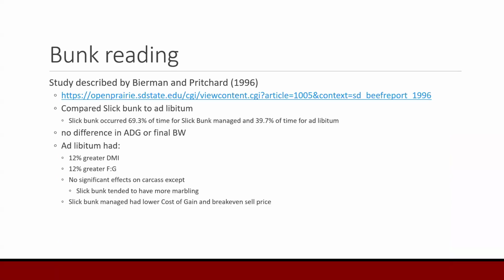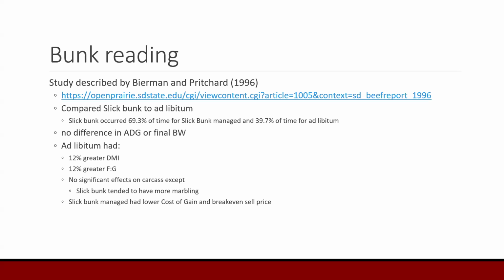All right. This study was conducted by Bierman and Pritchard, so that same Pritchard that established that 0 through 4 scale. They compared slick bunk to ad libitum feeding. The slick bunk was actually slick 69% of the time. So that means 31% of the time there was still some level of feed left in the bunk. And then for the ad libitum treatment, it was slick only 39% of the time, or 40% of the time.